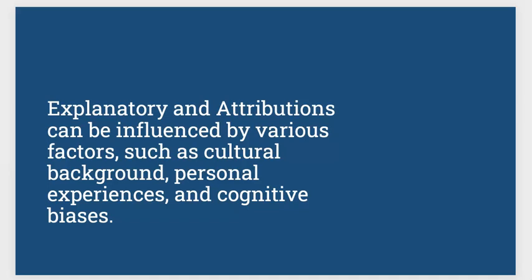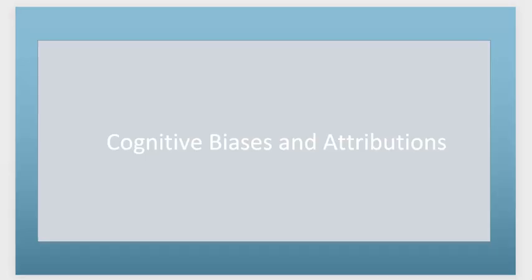The key thing that I need you to take away from this is that explanatory styles and attributions can be influenced by various factors such as cultural background, personal experiences, and cognitive biases. I'm going to give you a sheet when I come back that's got about 152 cognitive biases, ways that impact our thinking. So understand that people make errors. We're not perfect, but we can learn. We're going to look at cognitive biases and attributions in a little more detail in just a bit.